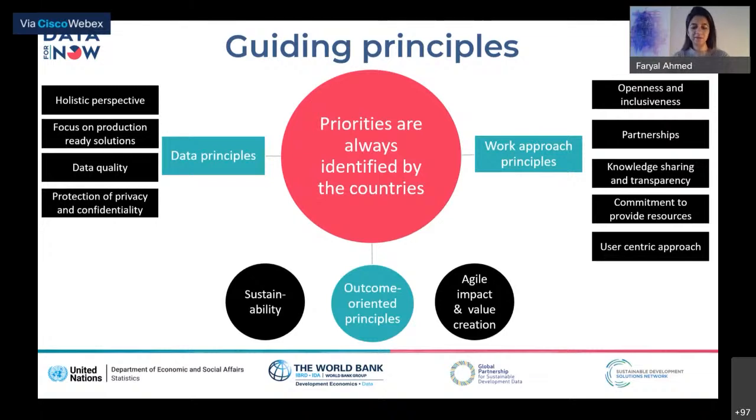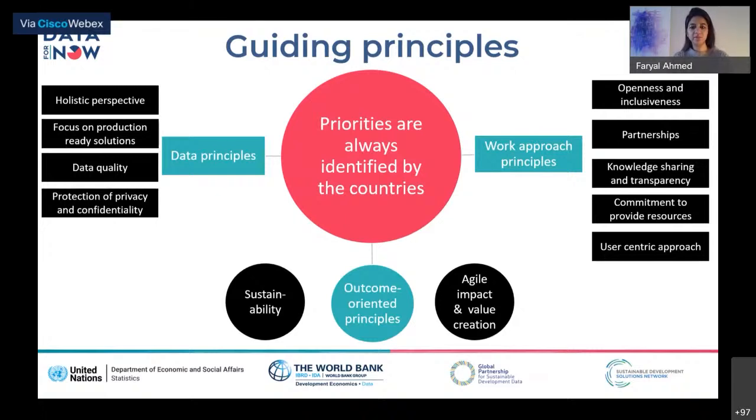All of this boils down to the outcome-oriented principles, which is increasing the capacity of the countries to sustain these introduced sources, methods, and technologies in countries. And also in this process, we respond to the needs of the countries and adjust according to what is prioritized by the country. And the ultimate outcome, the measure of outcome for us, is how well, or to what extent, are the needs of the data users being met in the process. So that is a bit on the Data for Now project.